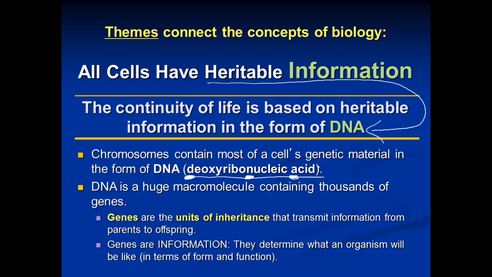So all cells have this heritable information, and the continuity of life is based on the type of information that is found in all of the cells on our planet. Chromosomes are structures that contain most of a cell's DNA. And basically, a chromosome is a huge molecule of DNA containing typically millions of base pairs, nucleotides. And we'll talk about what that means later, but it's a gigantic macromolecule. And then in eukaryotic cells, we see that that large molecule of DNA is wrapped around proteins to package it, and then that would make up your chromosome. So DNA is gigantic. It's a very large molecule.